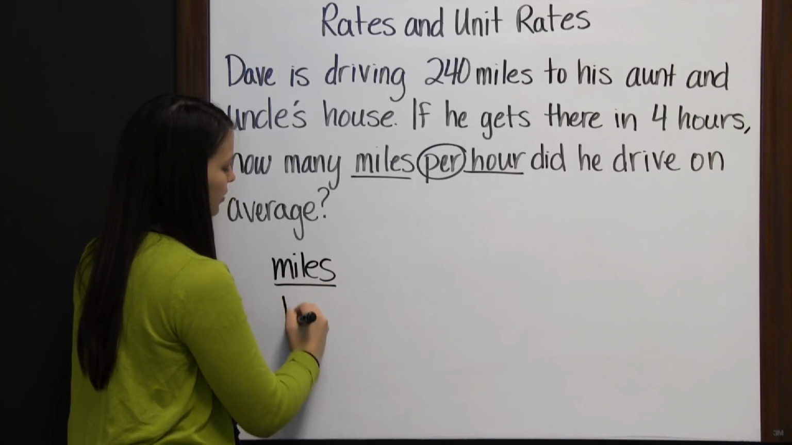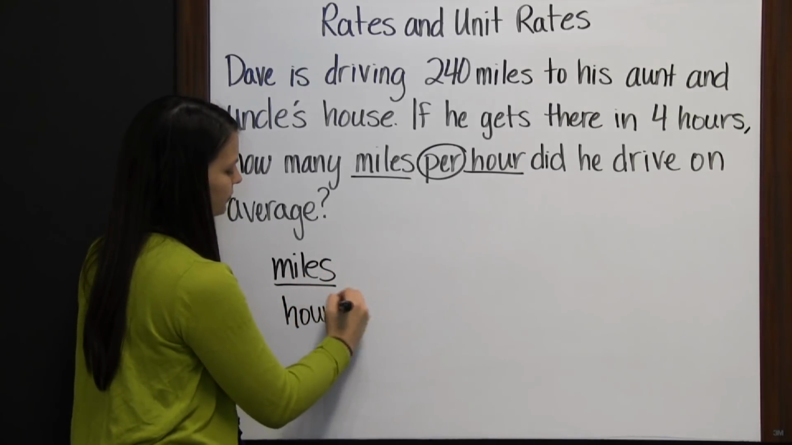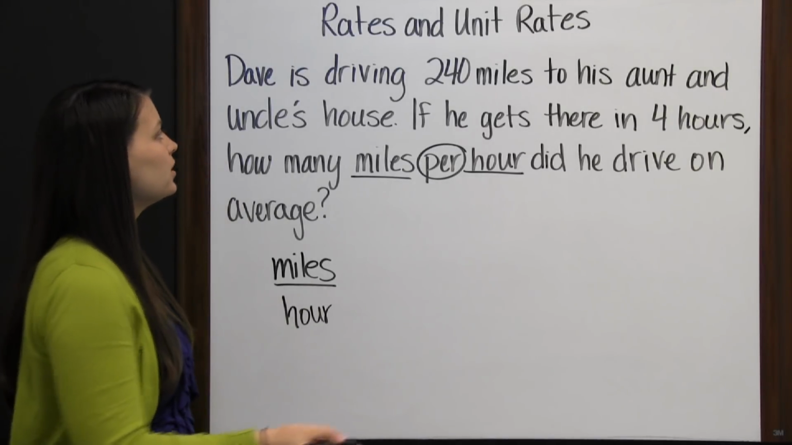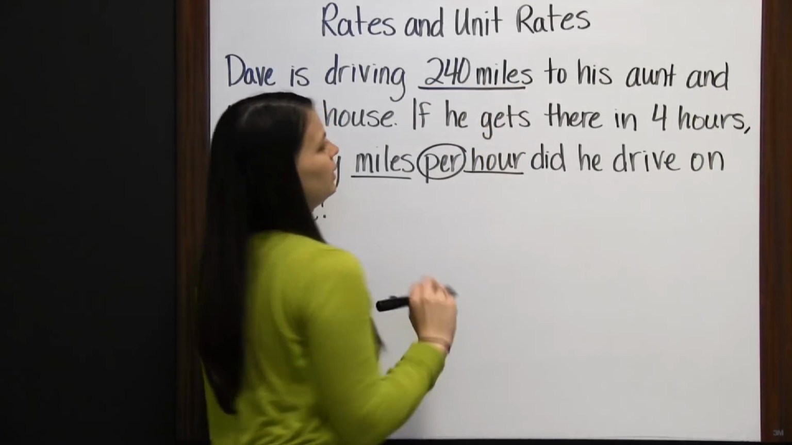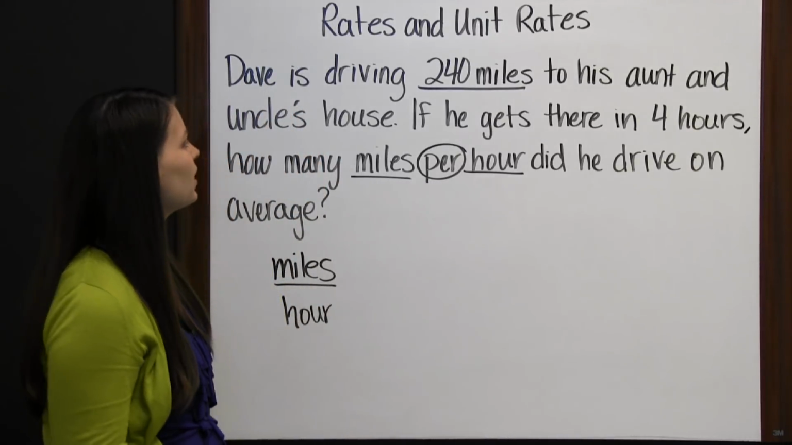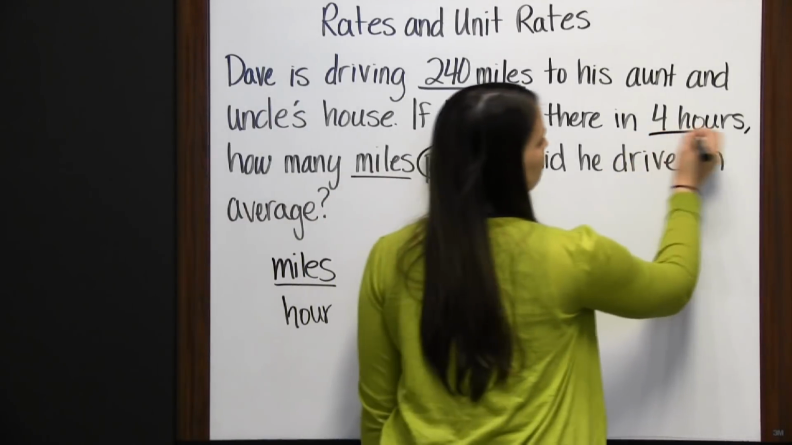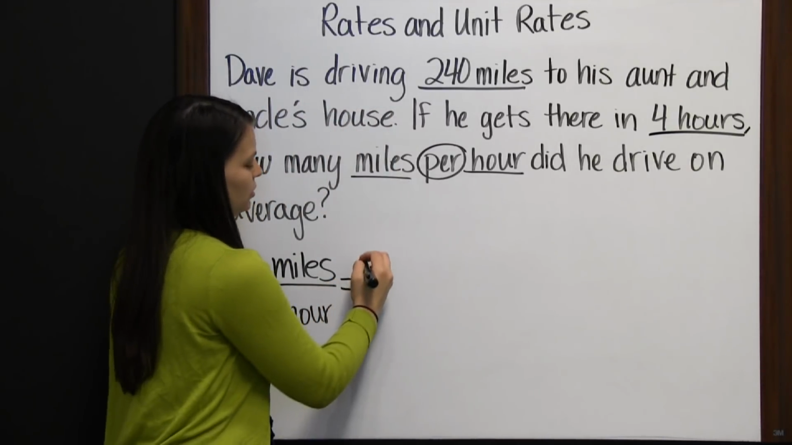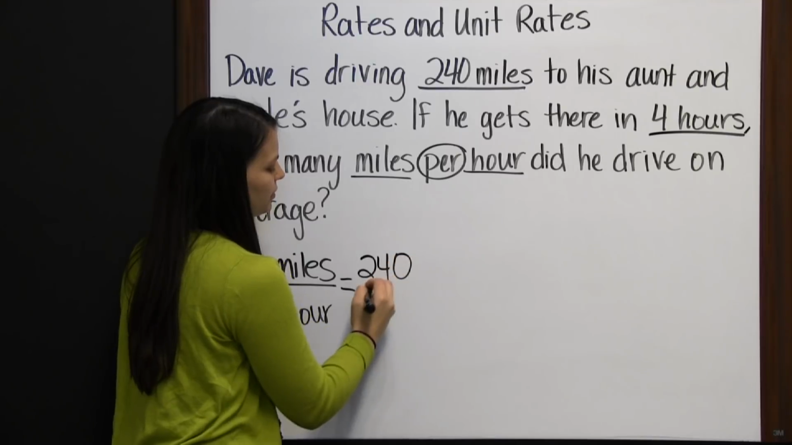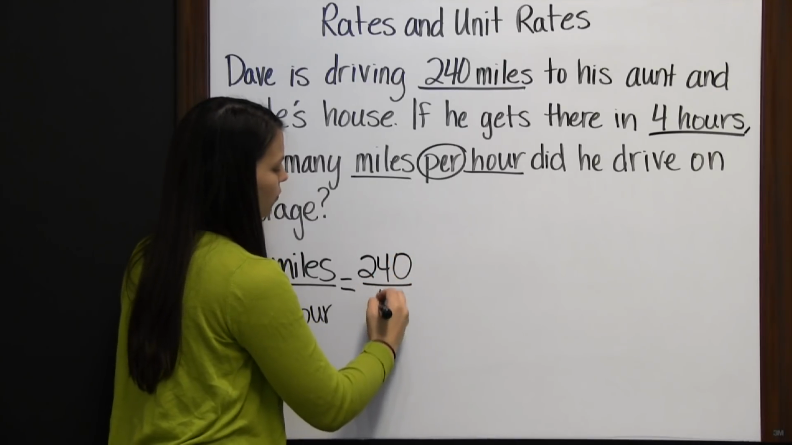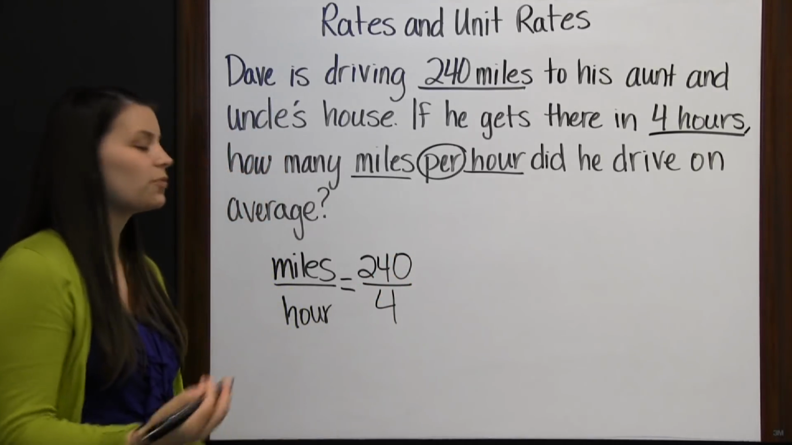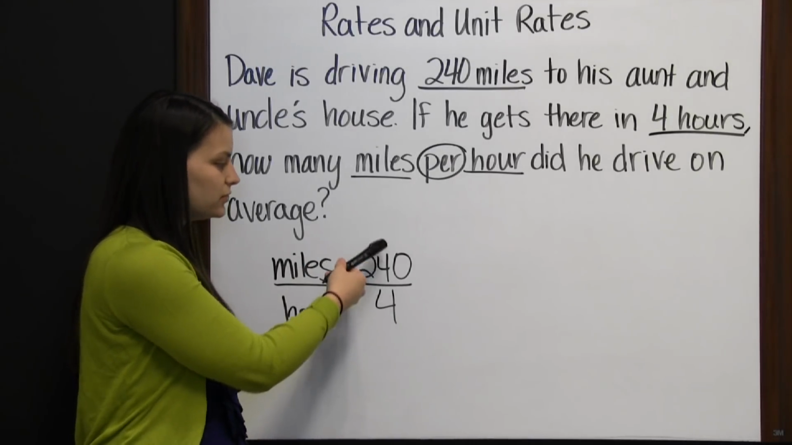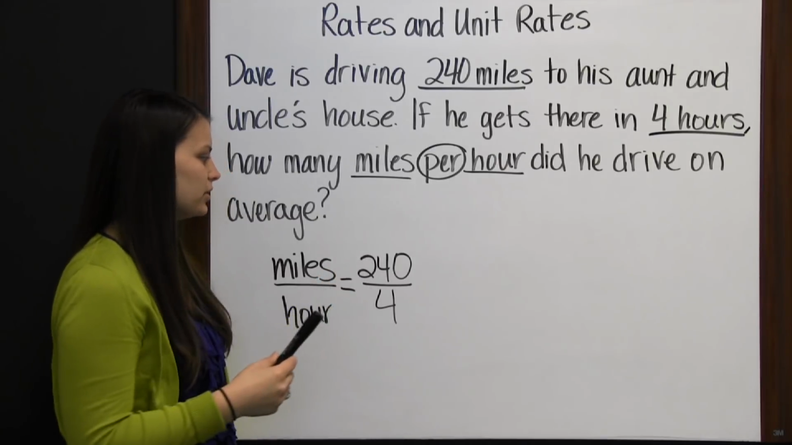Miles per hour. And now we can substitute the information in from the problem. So they told us how many miles. He's going 240 miles. And they told us how many hours. 4 hours. So we can put that into our rate, 240 miles for his 4 hours. So right now this would be considered a rate since we have two different units, our miles and our hours.